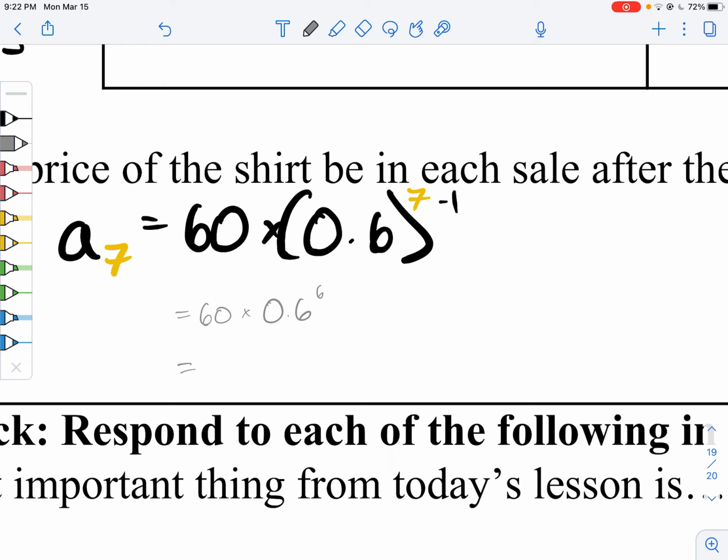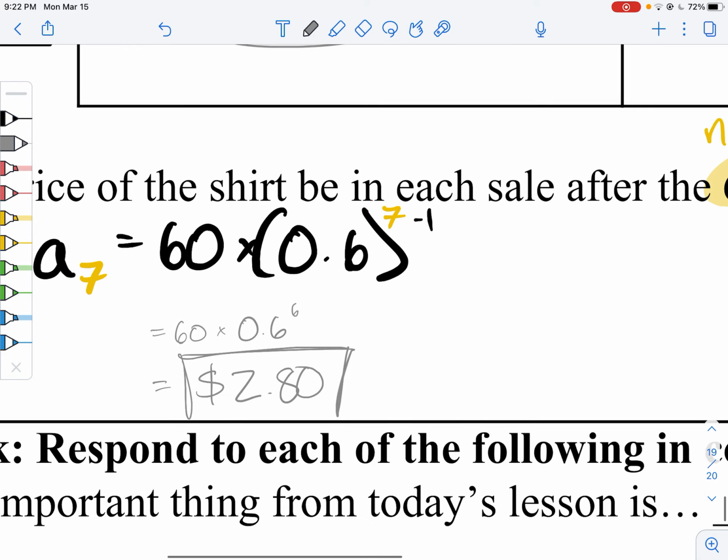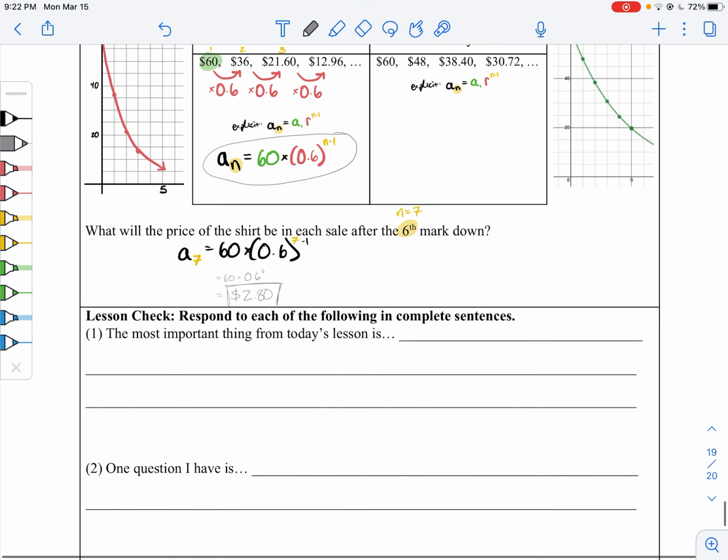By the way, this shirt will be on sale for $2.80. So clearance, yes, because 6 markdowns, guys, that's excessive.